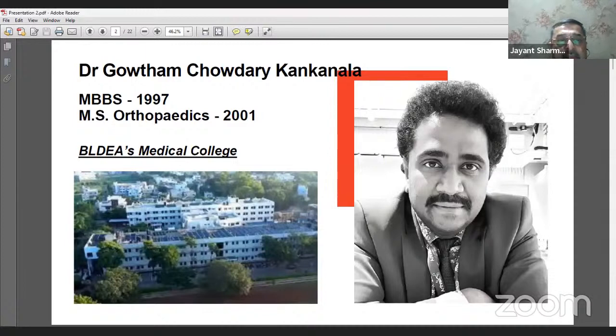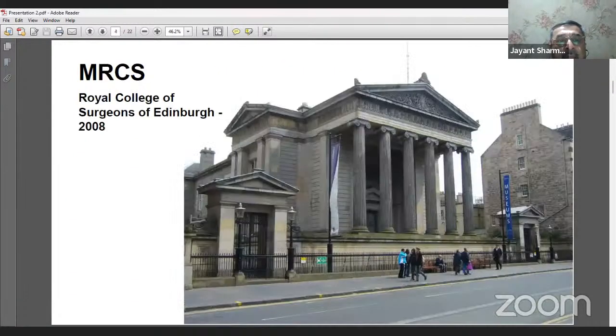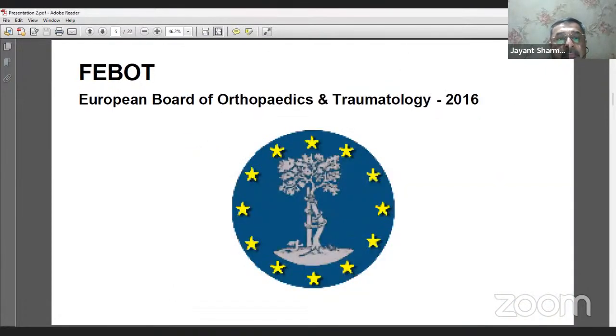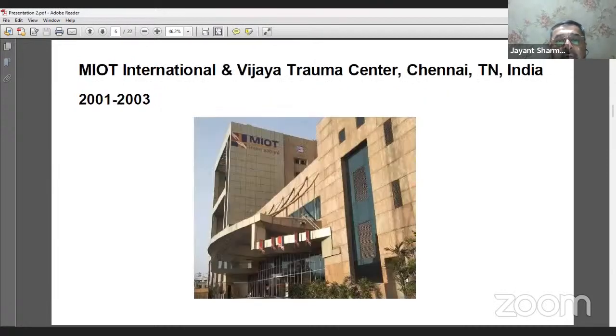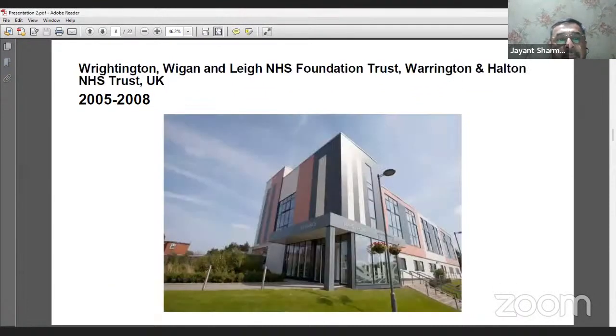Dr. Gowtham has done his MBBS in 97 and MS Orthopedics in 2001 from BLDEA Medical College, MCS from Dundee, MRCS from Edinburgh. Then he got a board certification from the European Board in 2016, worked with MEOT at Chennai and Tirupati from 2003 to 2005, Bird Hospital.